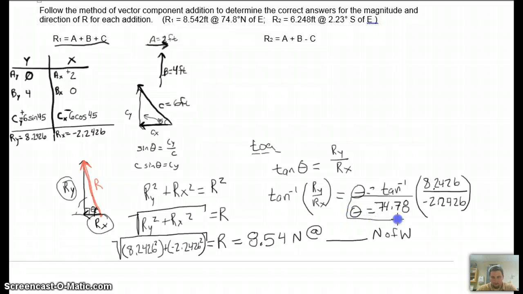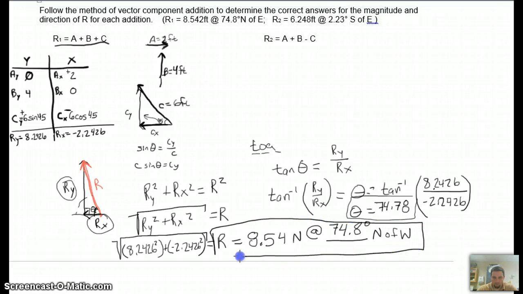So here's my angle, and since I'm measuring this angle right here, I already have my north of west set up. So rounding to 3 sig figs, I get 74.8 degrees north of west. So this is our final answer here. It's kind of a multi-step problem, okay, but this is what you end up with. 8.54 newtons at 74. Oh no, this isn't newtons. This is feet. Sorry, feet at 74.8 degrees north of west, and that's actually what you should have gotten. You should have got near that result in the top when you did this on the floor in class.